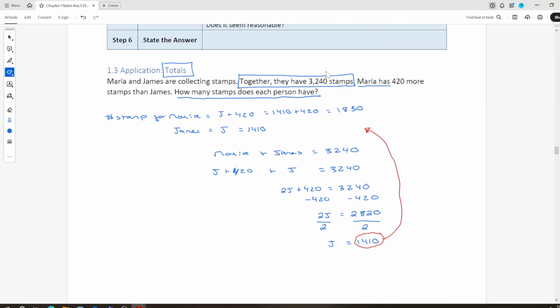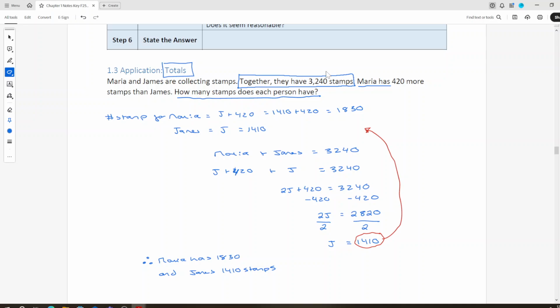Now, word questions should have word answers. If you do a good job up here and it's really clear what you're solving for, I'll take this. But I want to see that you know what you're solving for. So either it goes up here very clearly, or you write a therefore statement and therefore say that Maria has 1,830 and James 1,410 stamps. And then you just make sure that it's reasonable.